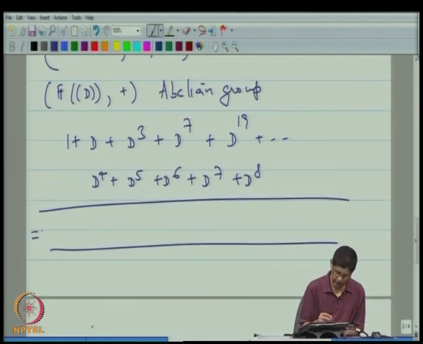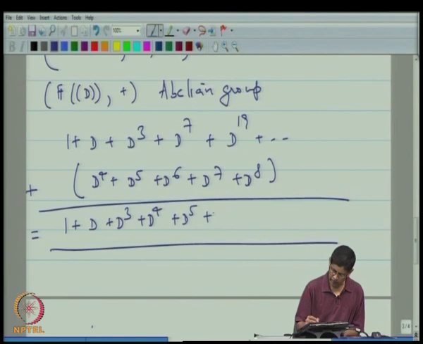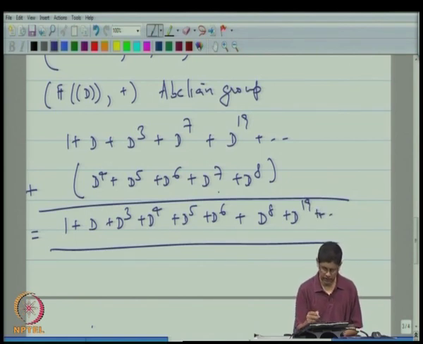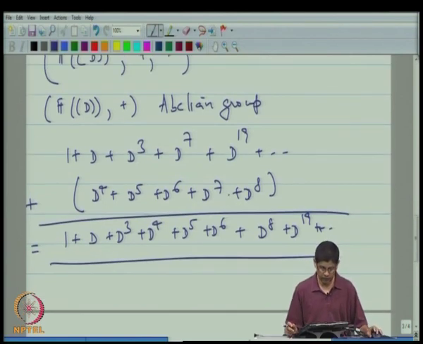You would add it term by term. So, the result of adding this to this would be 1 plus d cubed plus d to the 4 plus d to the 5 plus d to the 6 plus d to the 8 plus d to the 19 and so on, because it so happens that the d to the 7s will actually cancel. So, addition is fairly straightforward. You would add them just as you would add polynomials.